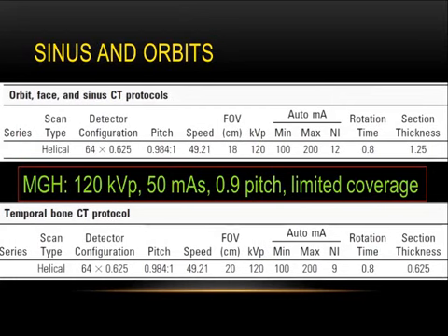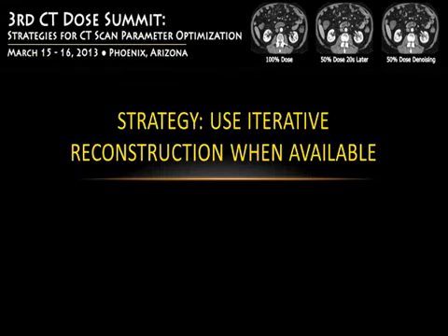Okay. For sinus and orbit CTs, you can do a scan at 120 kV, very low dose, pitch of 0.9. You can limit the coverage to only cover the sinuses, and you can get a very, very low dose for this. Okay. So I think that point is fairly clear.